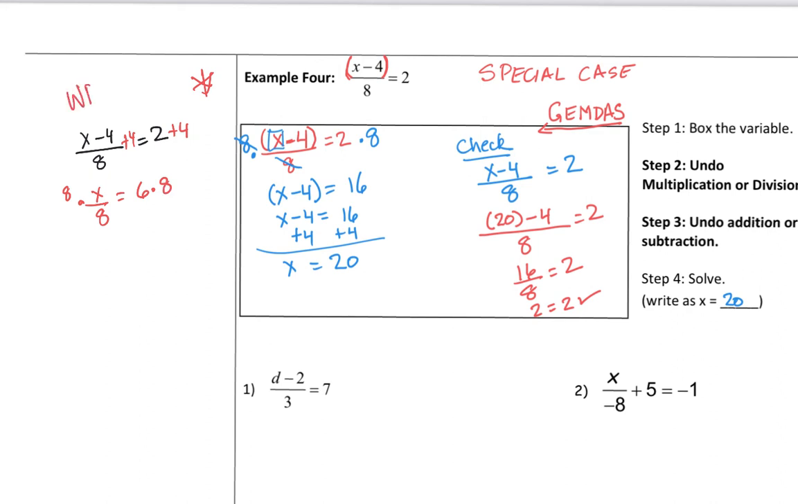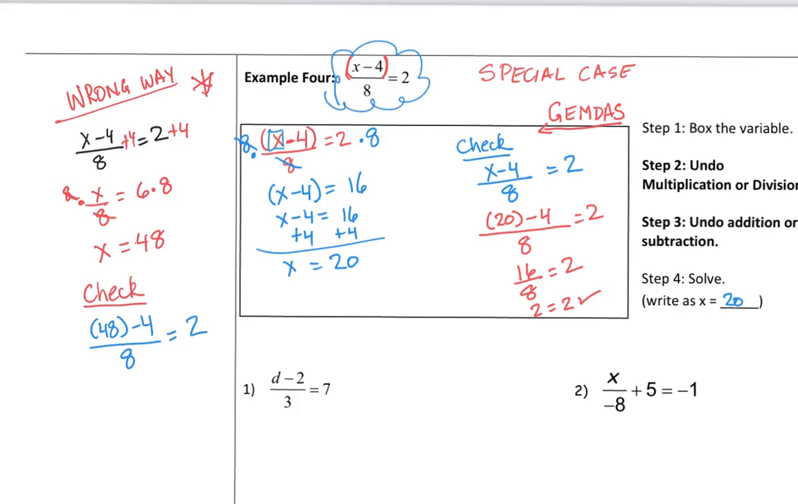So this is, by the way, the wrong way. I'm just going to prove to you that if you do it the wrong way, it doesn't work. So if I added 4 to both sides, I end up with x over 8 equals 6. And now to get rid of this 8, I would multiply both sides by 8. 8 goes into itself, and I'm left with just x equals 48. Well, let's do a check to see if x equaled 48, does my equation work out? So if x equaled 48, I would be saying 48 minus 4 divided by 8 has to equal 2, because that's what my original problem was.